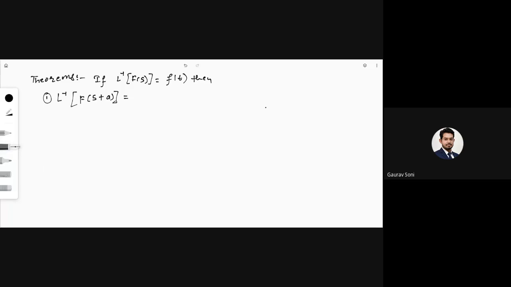so what we have is Laplace of e to the power minus at into f of t gives capital F of s plus a. This was the property that we have seen in the Laplace transform. Now, Laplace inverse of capital F of s plus a is actually equal to e to the power minus at into f of t. Just the inverse of what we studied there.